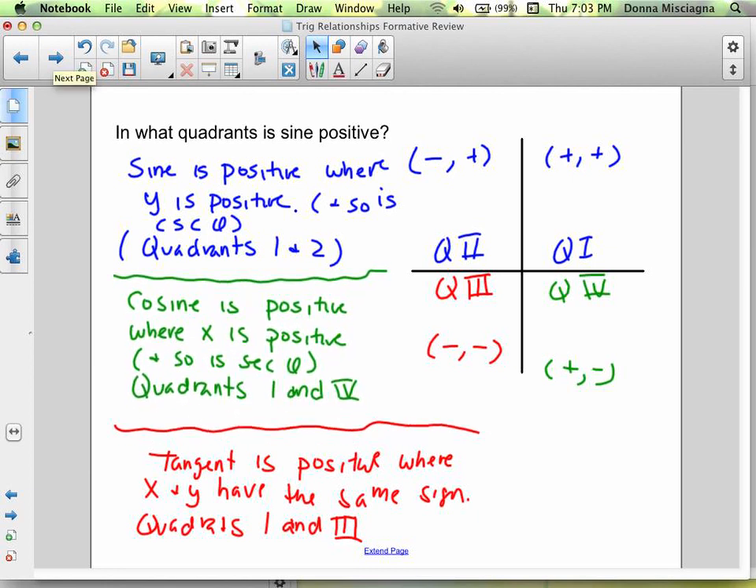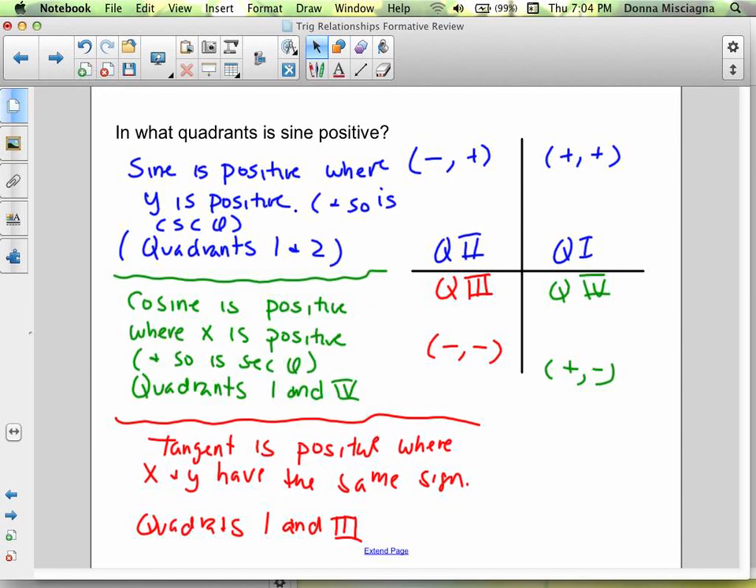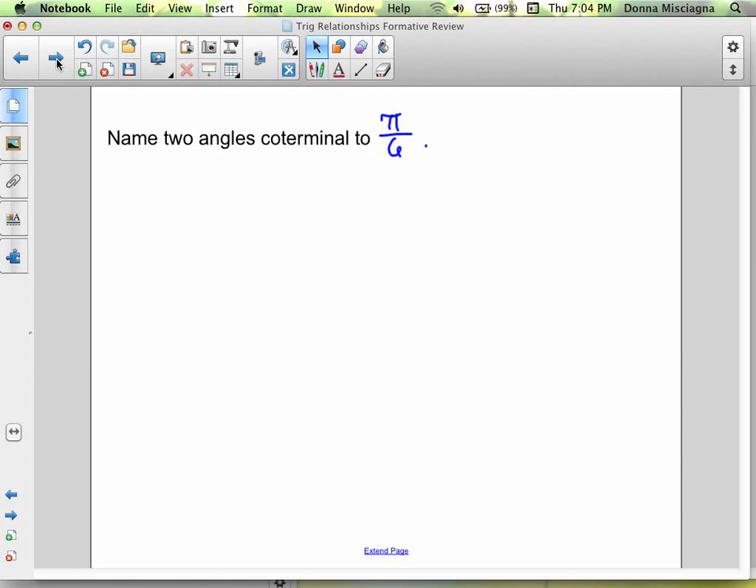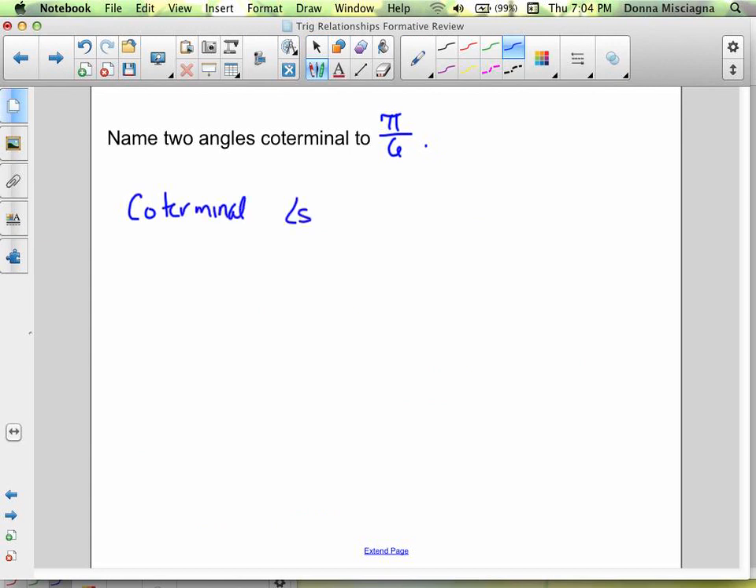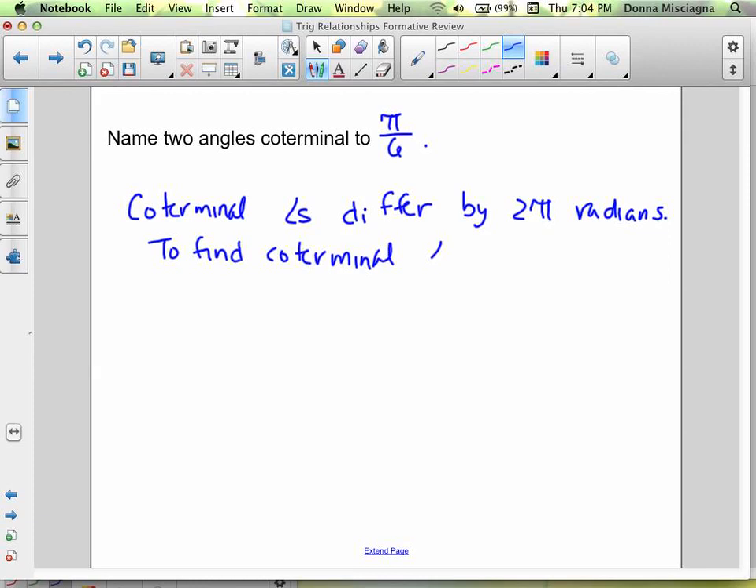All right, so now we've reviewed the sign of all of our trig functions. I hope that's all clear for you. The last problem we're going to do is a very easy problem. It's coterminal angles. As a reminder, in radians, coterminal angles differ by 2 pi radians. So to find coterminal angles, add or subtract 2 pi.